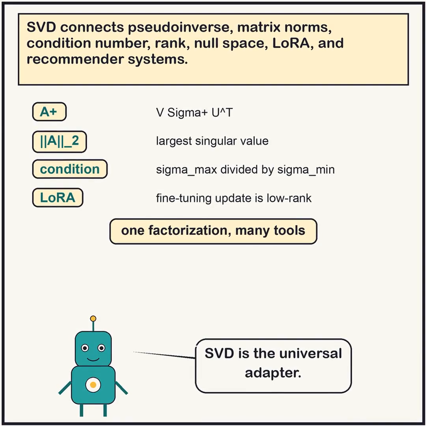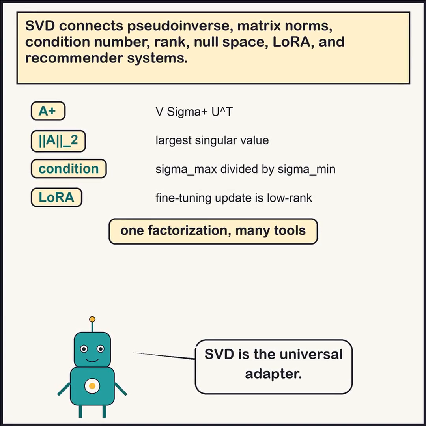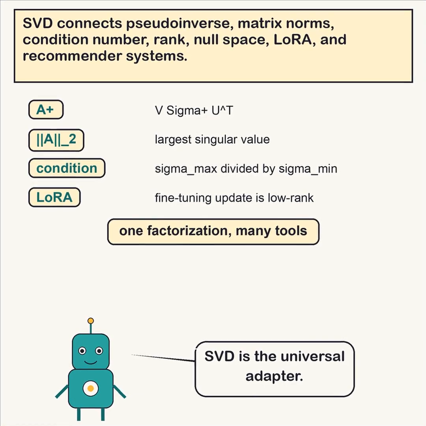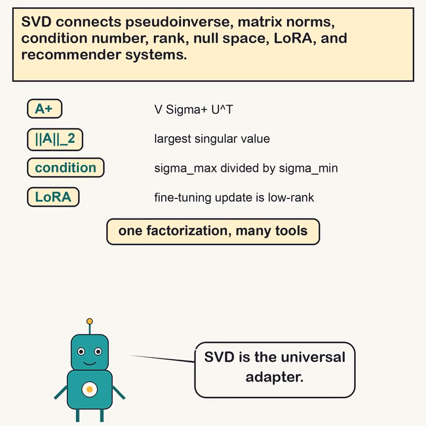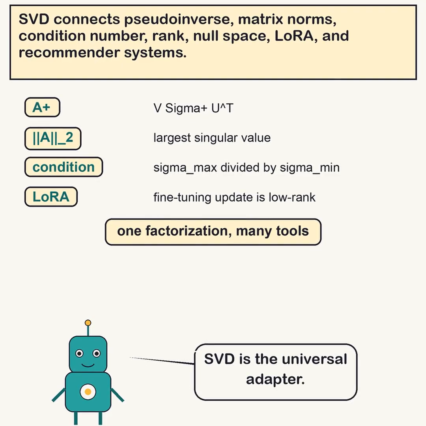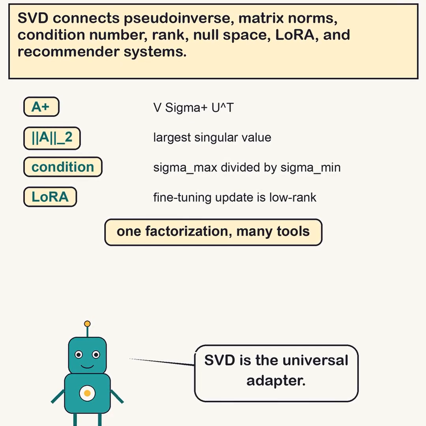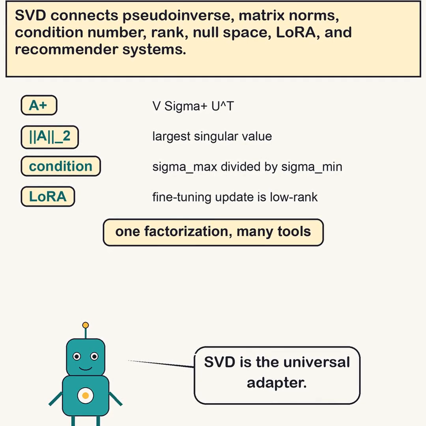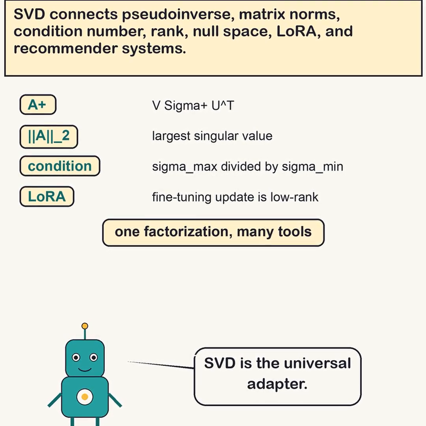SVD connects many earlier ideas: pseudo-inverse, spectral norm, Frobenius norm, condition number, rank, null space, LoRA, recommender systems, and denoising. Real-world analogy: SVD is the workshop bench where compression, repair, recommendation, and stability checks use the same sorted parts.